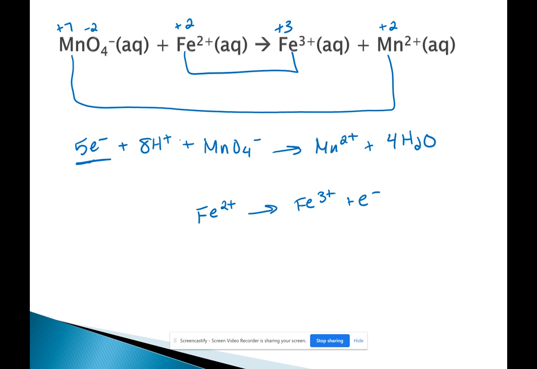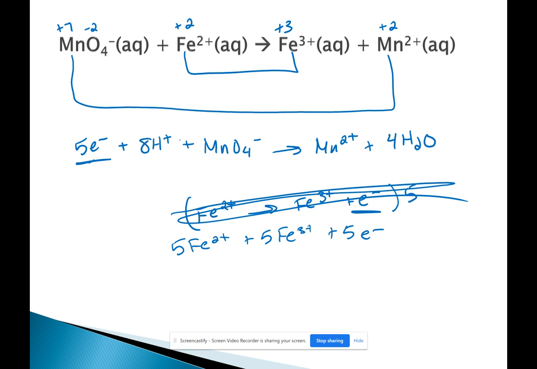Now it's time to add these two reactions together, but before I do that, I need to make sure that my number of electrons is going to cancel, and in order to cancel, they have to have the same coefficient. So I'm going to multiply this entire reaction by 5 to get 5 electrons so that they would cancel. So it's going to be 5 iron 2s going to 5 iron 3s plus 5 electrons.